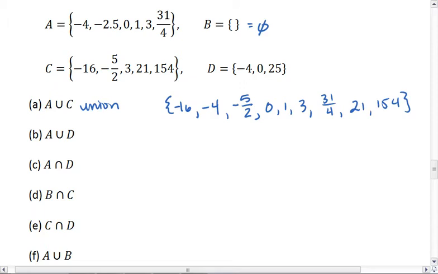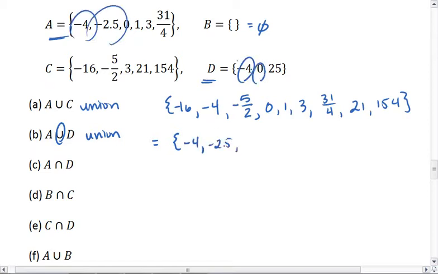In part B, we're looking at a union again. So we're looking at all the elements of both set A and set D. We'll go through this. We'll take -4 from both, take -2.5, take 0 from both sets, 1, 3, 31/4, and 25. That's the union of sets A and D.